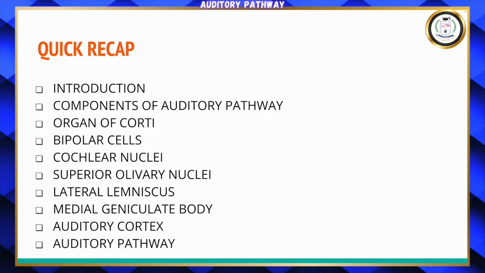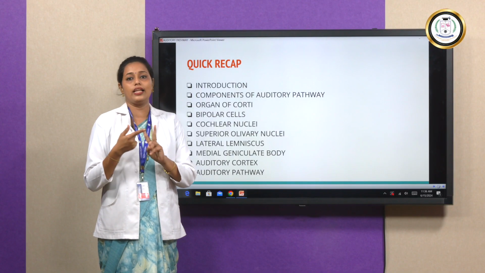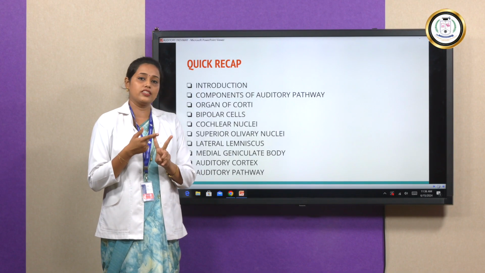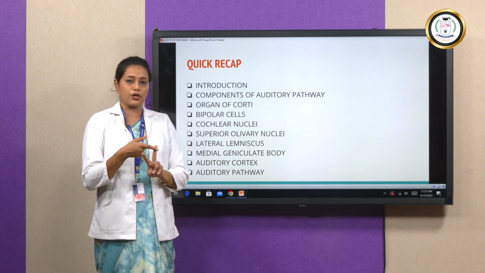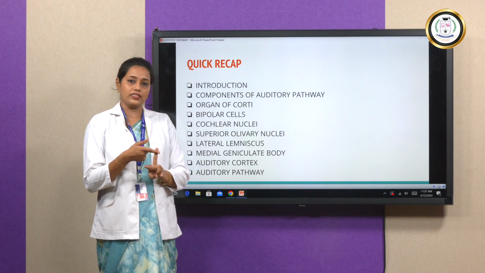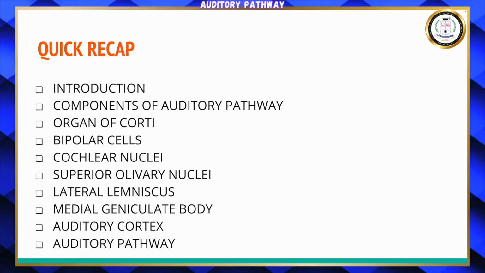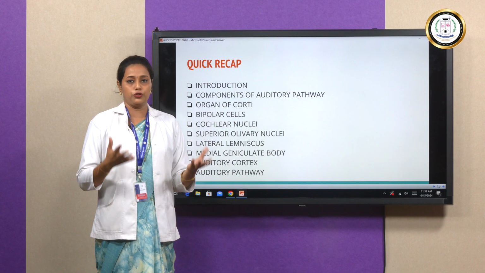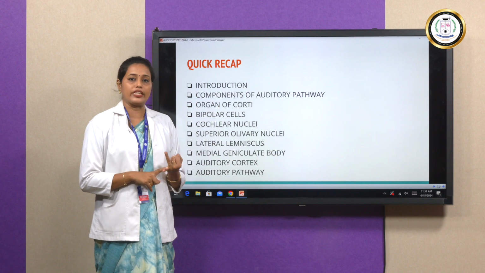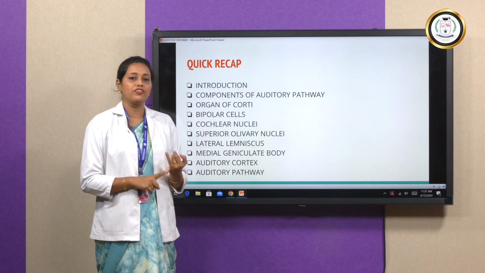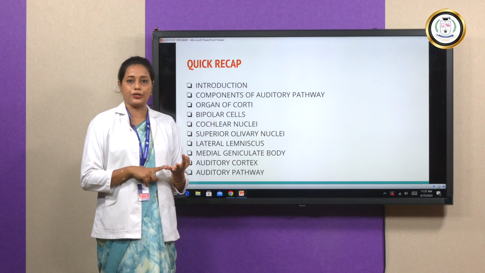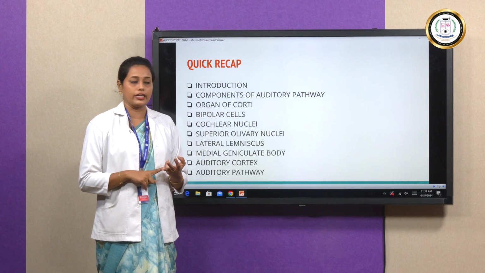Bipolar cells. These bipolar cells have one cell body and two processes, the central and the peripheral processes. The central process is getting connected to the central nervous system and the peripheral process is getting attached to the hair cells of the organ of Corti. Next, we studied about cochlear nucleus. So, cochlear nucleus is of two types, dorsal cochlear nucleus and ventral cochlear nucleus. Under ventral cochlear nucleus, you have ventro-posterior cochlear nucleus and anteroventral cochlear nucleus.